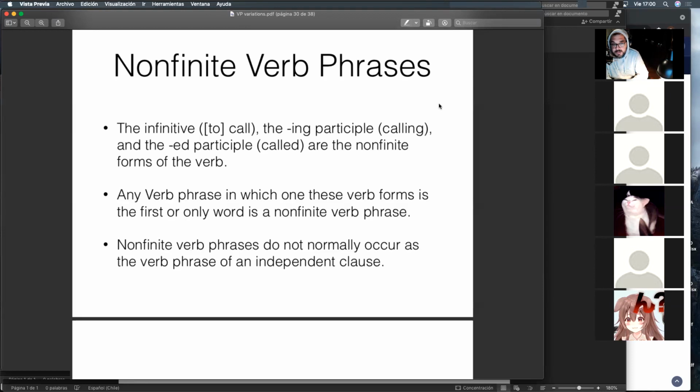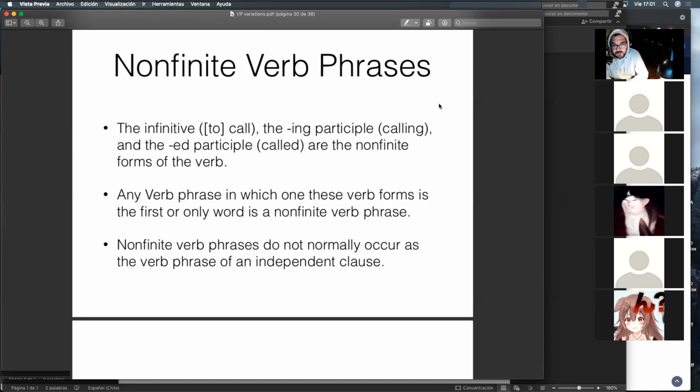Any verb phrase in which one of these verb forms is the first or only word is a non-finite verb phrase. Okay, I already talked about that. So if you have a verb phrase which starts with a word like waiting for an answer, then waiting is the non-finite verb, right? Because it's an ing form.